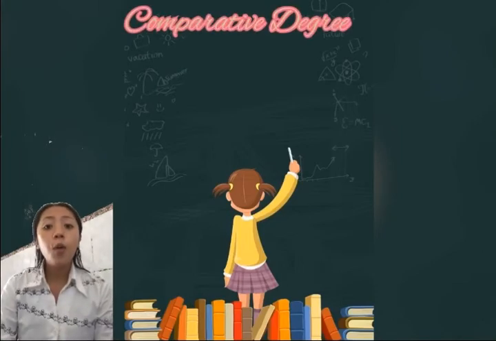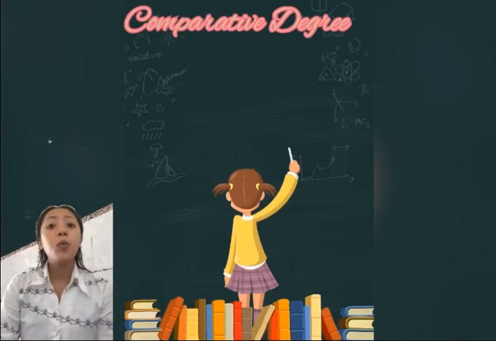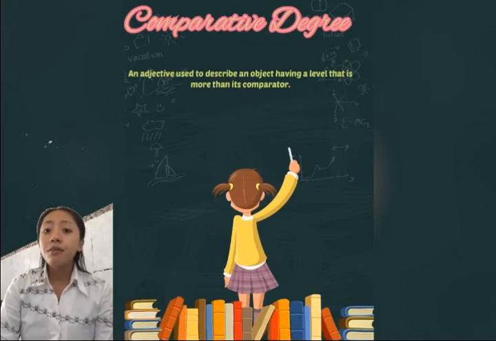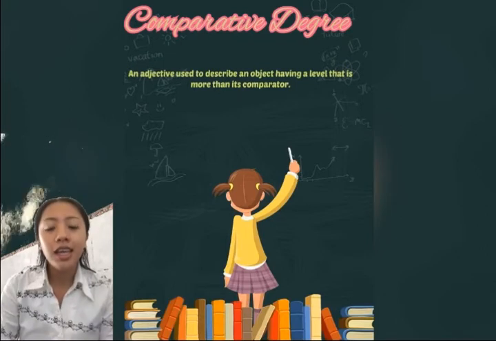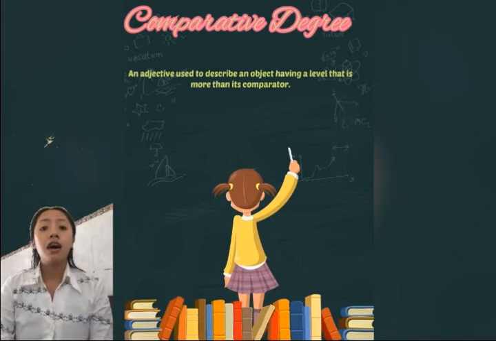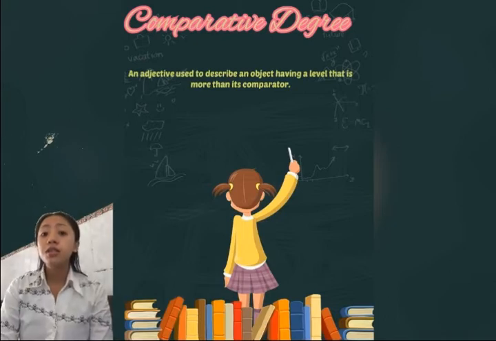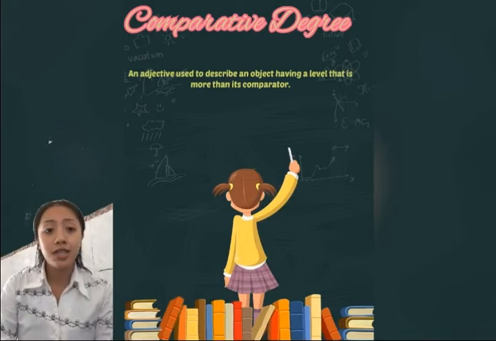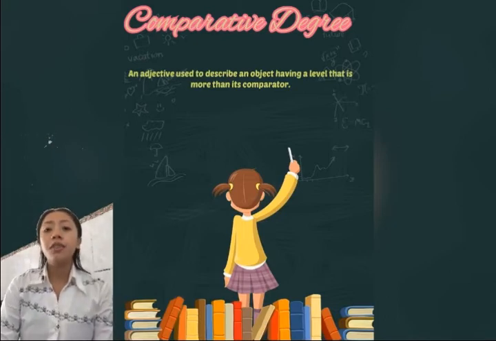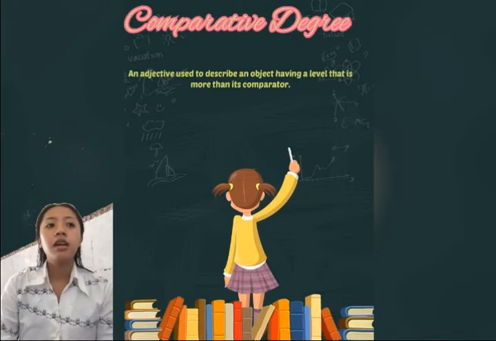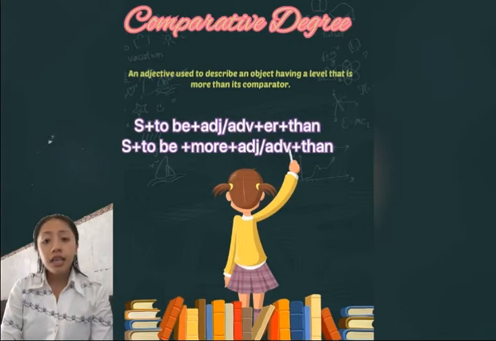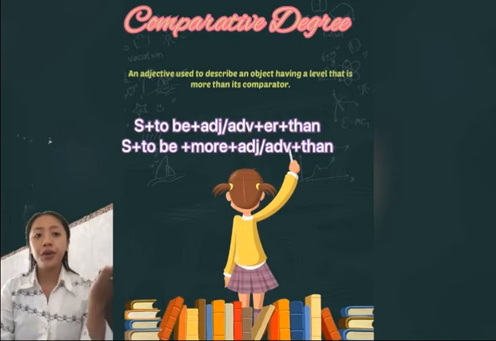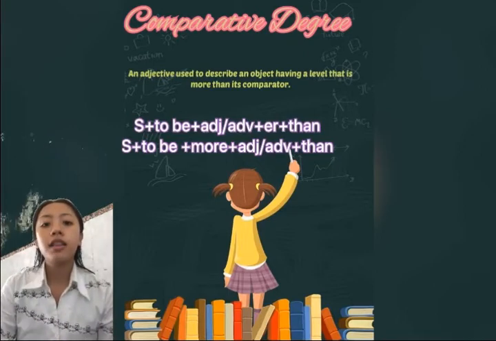And second, I will explain about comparative degree. The definition of comparative degree is an adjective used to describe an object or person having a level that is more than its comparator. There are two patterns of comparative degree.